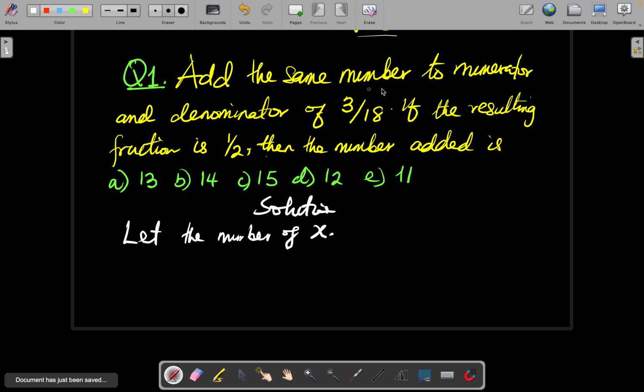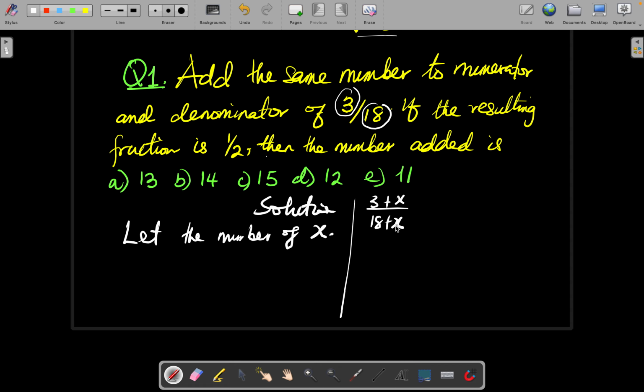Same number to numerator and denominator. What do you mean by numerator? The one wey dey up now be numerator. The one wey dey down now be denominator. So they say make you add this X to both the one wey dey up and down. It's simple now. So I can write 3 plus X, that one na numerator, and 18 plus X, that one na denominator.